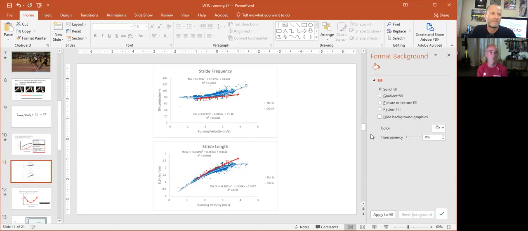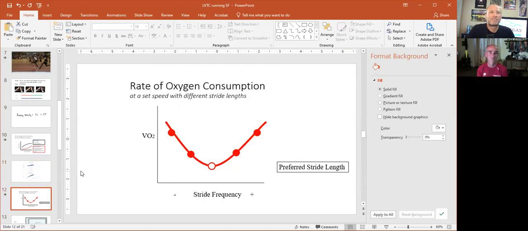All right, so let's keep going. Now, you started talking about optimization, or I mentioned it. This is the whole key with stride frequency. This is the whole enchilada right here. Yeah, now I've got to explain this graph a little bit.